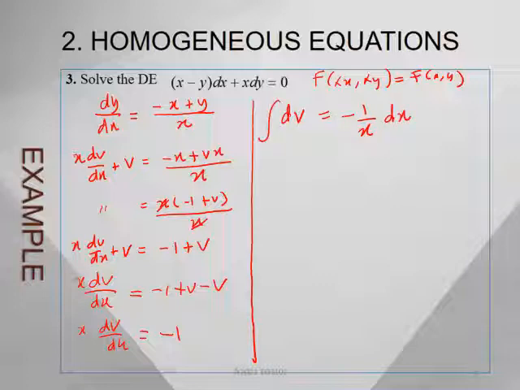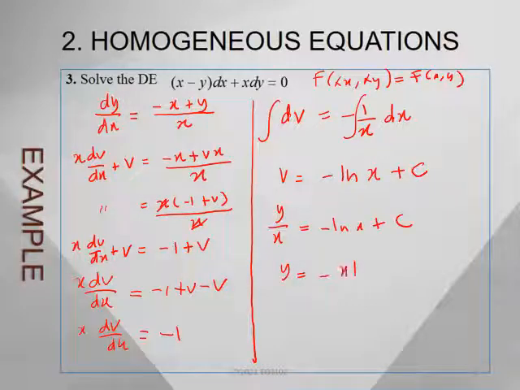So when we integrate both sides, v is equal to negative ln x plus c. So it's actually y over x is equal to negative ln x plus c. So y is equal to negative x ln x plus cx. Okay, very simple as that.